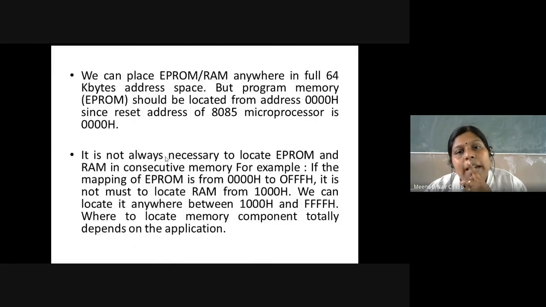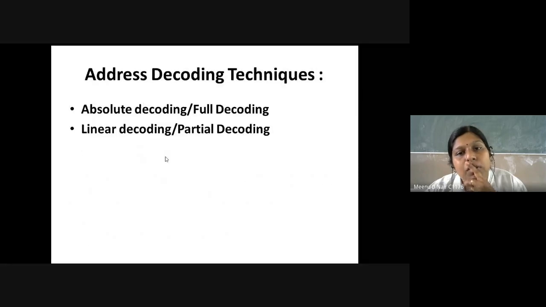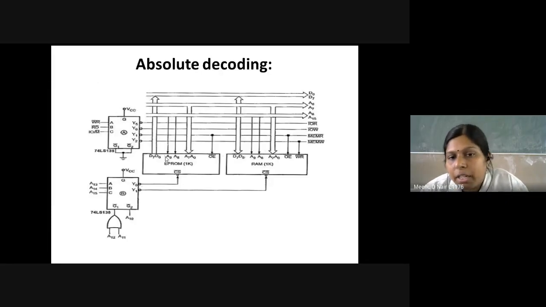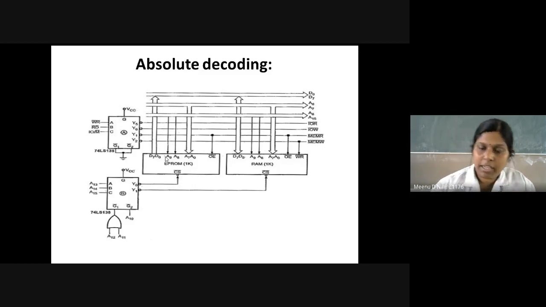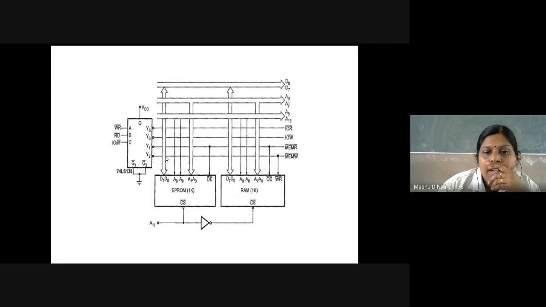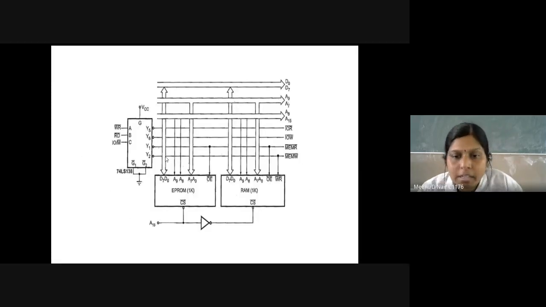There are two types of address decoding: one is full decoding, one is partial decoding. In the case of full decoding, you are using all the address lines for identifying the memory location, and it is used for larger systems. Partial decoding, or linear decoding, we use for smaller systems where only one address line is used to identify the corresponding memory location. This is what we have seen.